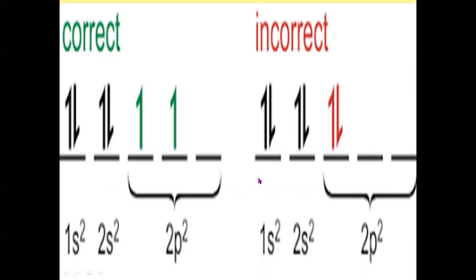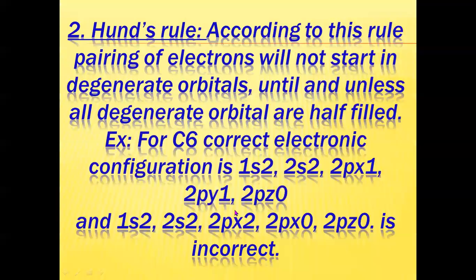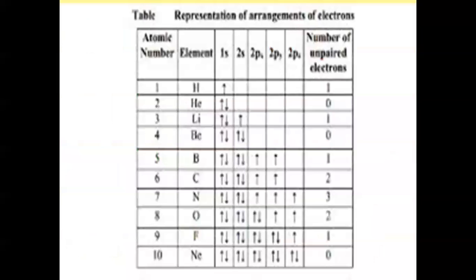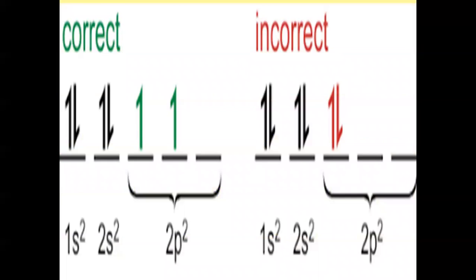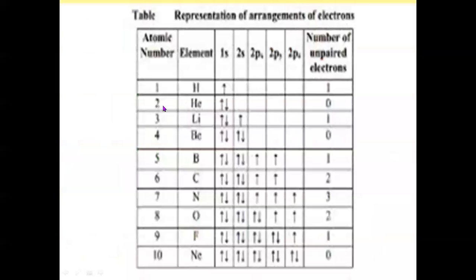It is correct. Why? It is in accordance with Hund's rule, which says that pairing of electrons in degenerate orbitals starts when all degenerate orbitals are half filled. Otherwise, it will not start. So, if the seventh electron is there in the case of nitrogen, again it will go here. Then only in oxygen the pairing will start. So, this figure or table illustrates that.